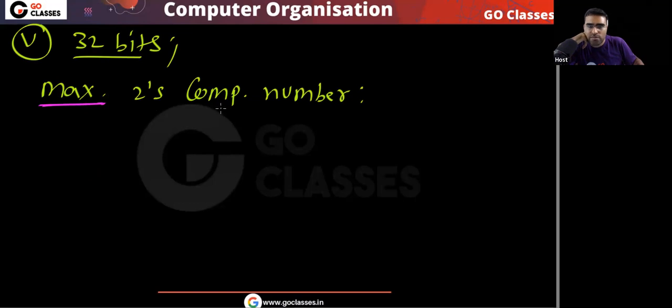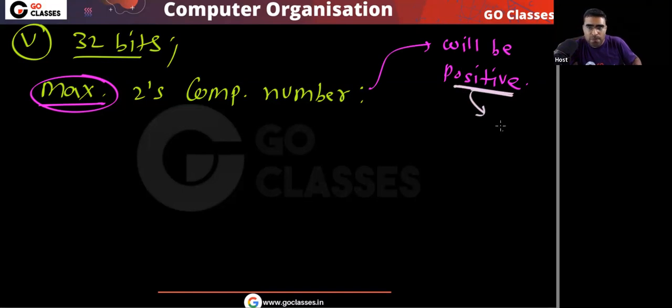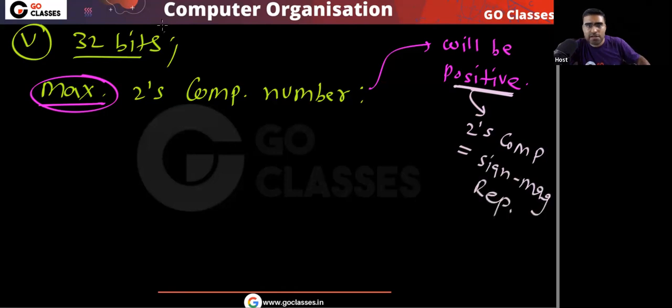So that will be a positive number. You already know that. Okay, so for positive numbers, can I say 2's complement and sign magnitude are the same or not? For positive numbers, 2's complement representation is the same as sign magnitude representation. Is this clear?